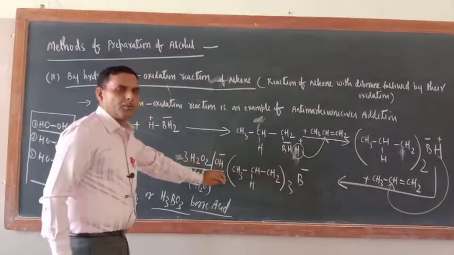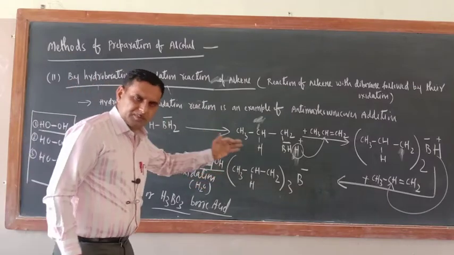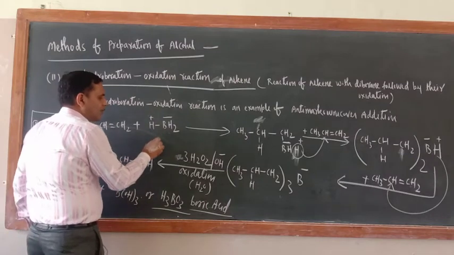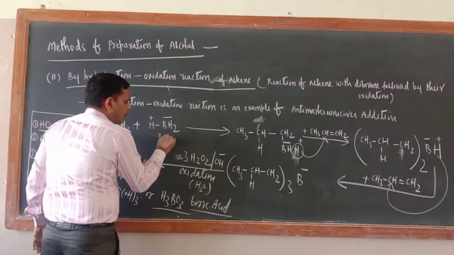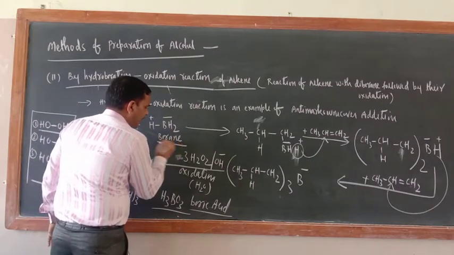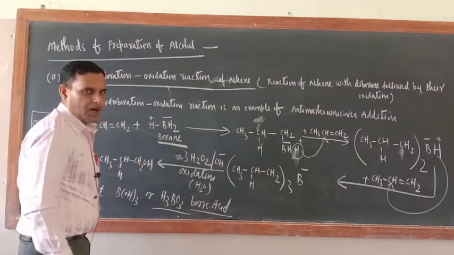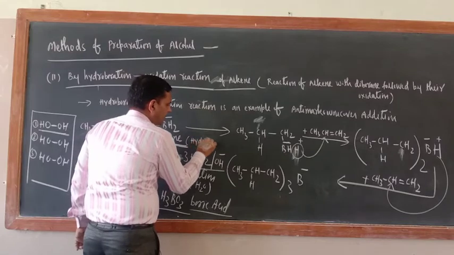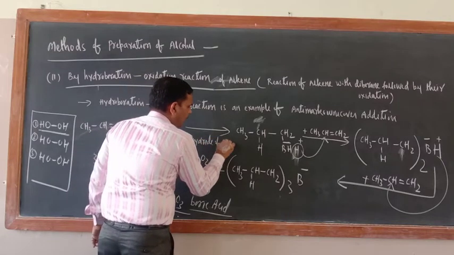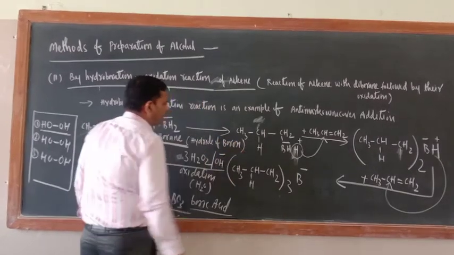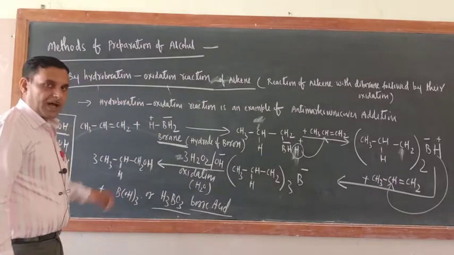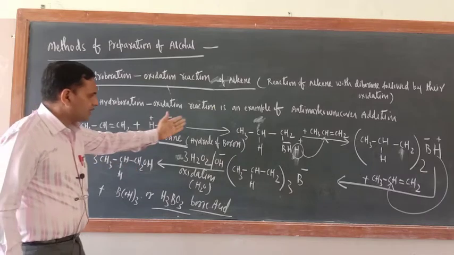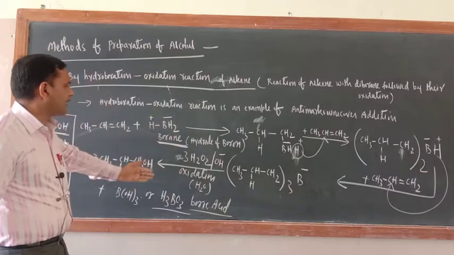This is hydroboration. Hydroboration means addition of borane. Now don't write diborane, just write borane here. Borane is a hydride of boron. Diborane is an example of this. So you can just check here, this is an example of anti-Markovnikov addition only.